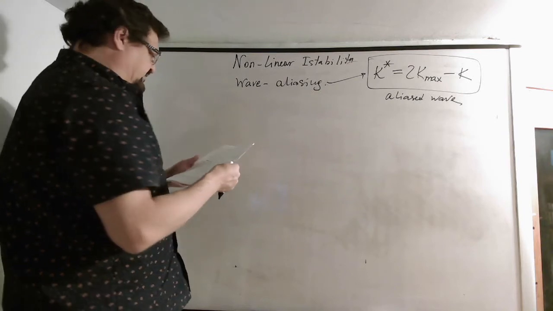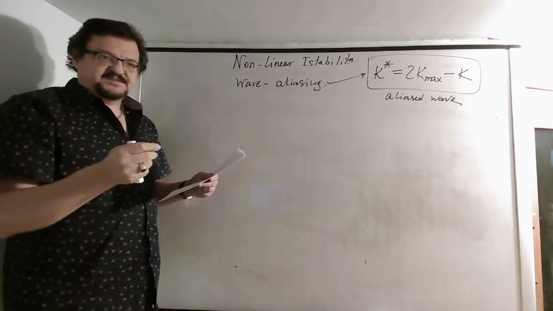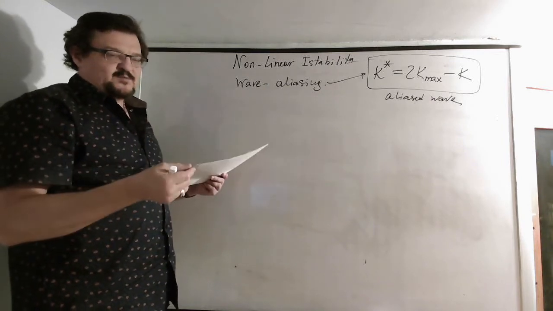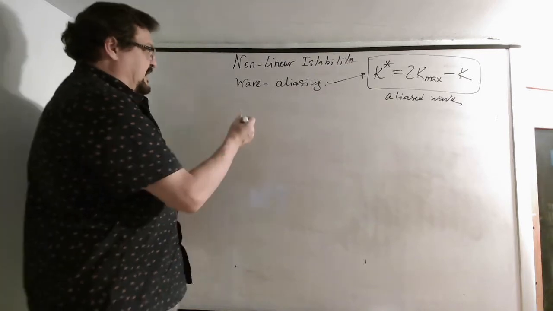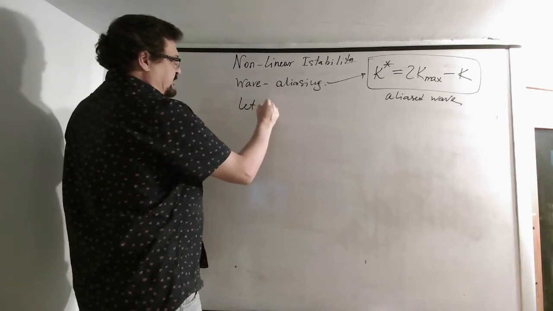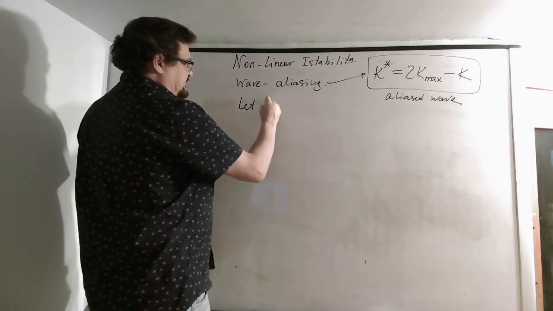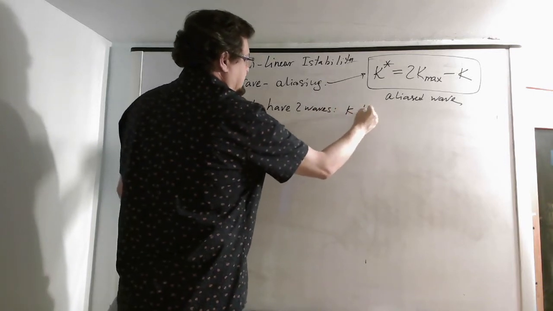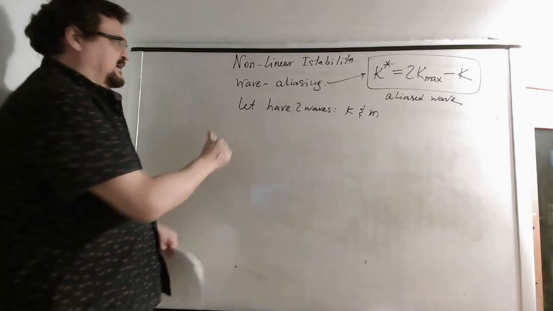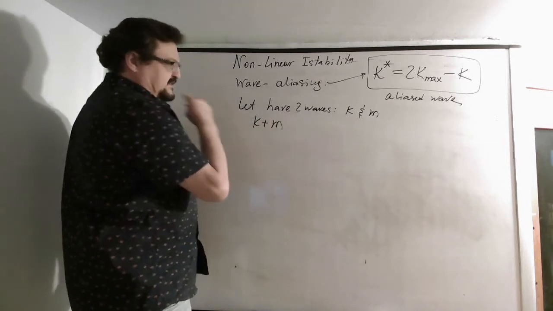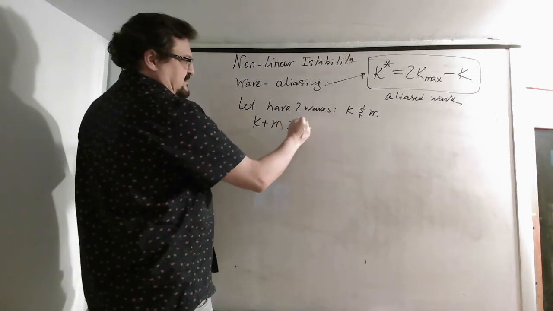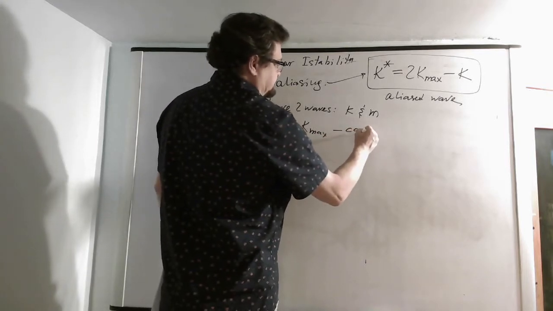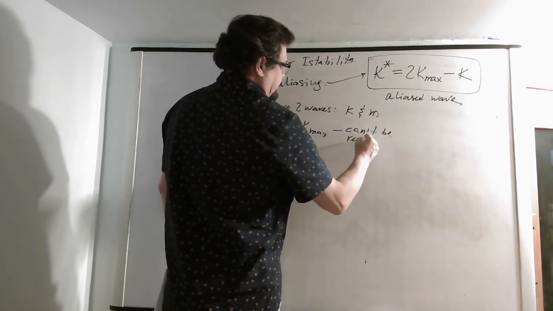So now let's consider two waves, k and m, that interact and create a new wave, which is k plus m. Let's have two waves, wave numbers k and m, such that k plus m, when they interact, is actually greater than k max. So they cannot be represented on this grid.